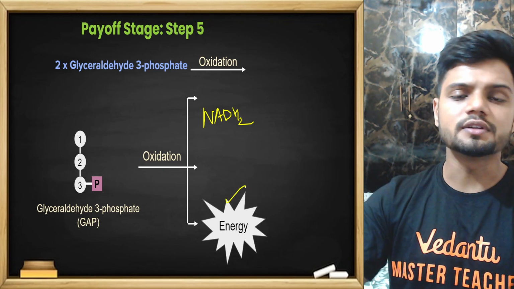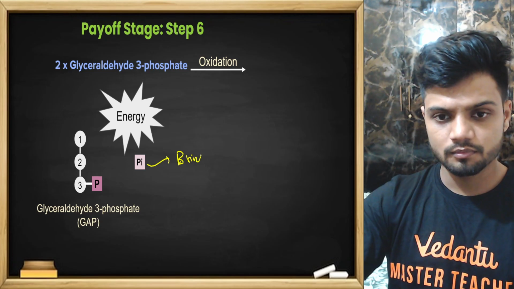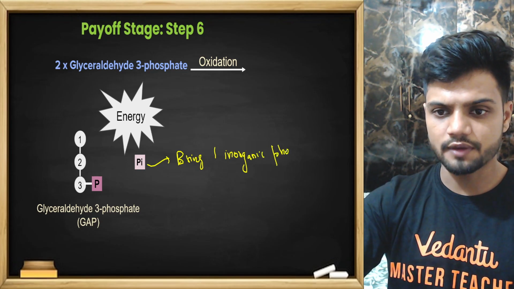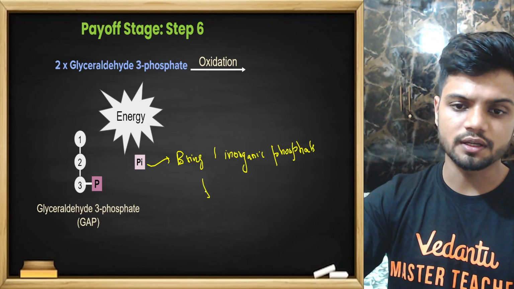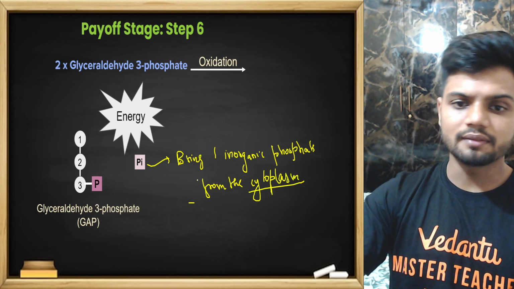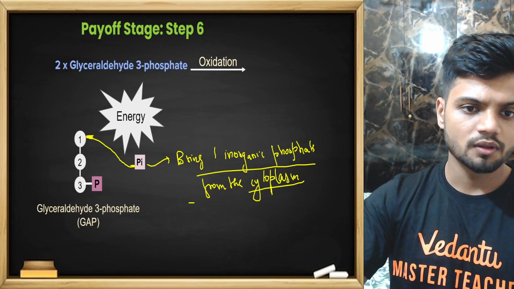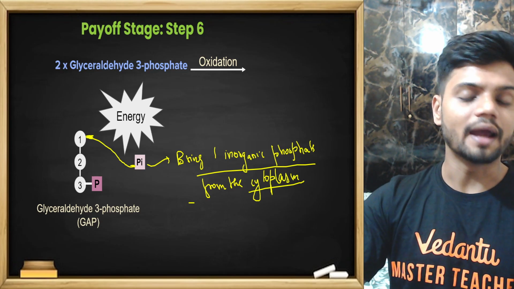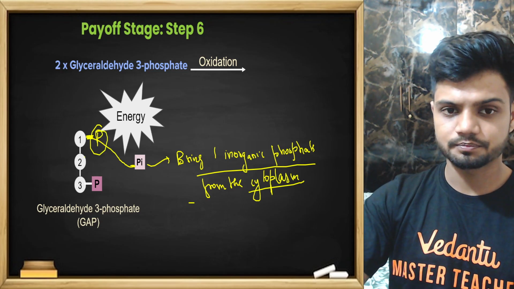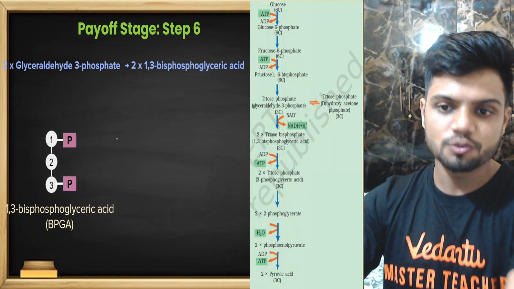Now, what was this energy? What is the use of energy? This energy is now used to bring one inorganic phosphate from the cytoplasm. And this energy is used to take this phosphate and attach it to the first position. Always remember, energy is always stored in the bonds. So energy is stored in the bonds here, and I'm adding one more phosphate here. So it will become 1,3 something now.